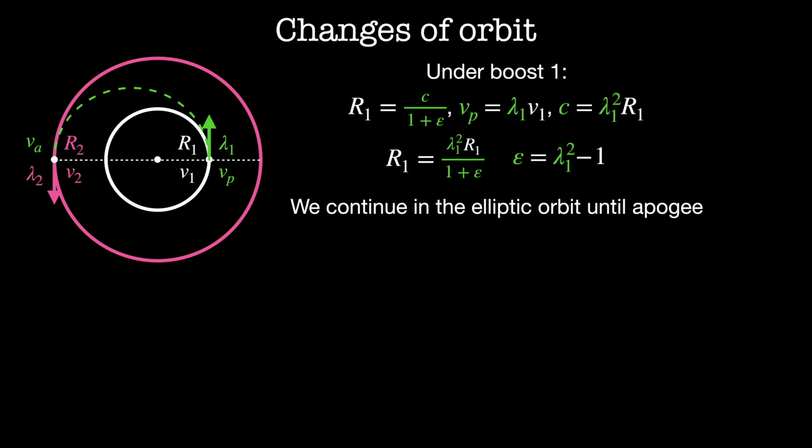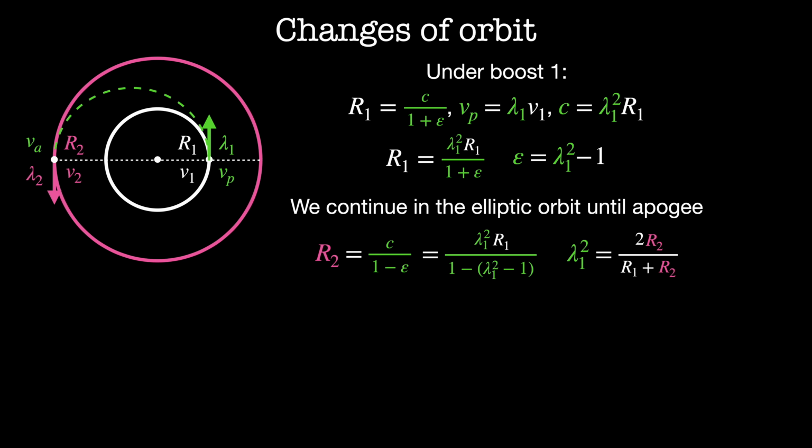Next, we'll continue in the elliptic orbit until its apogee. The apogee of this orbit corresponds to the radius of the second orbit. So we can substitute the values for c and epsilon that we just worked out. And we find that r2 is equal to lambda 1 squared times r1 divided by 1 minus (lambda 1 squared minus 1). Now we can solve for lambda 1 in terms of the two radii, which are givens in our problem. And we find that lambda 1 squared is equal to 2 times the radius r2 divided by the radius r1 plus the radius r2.